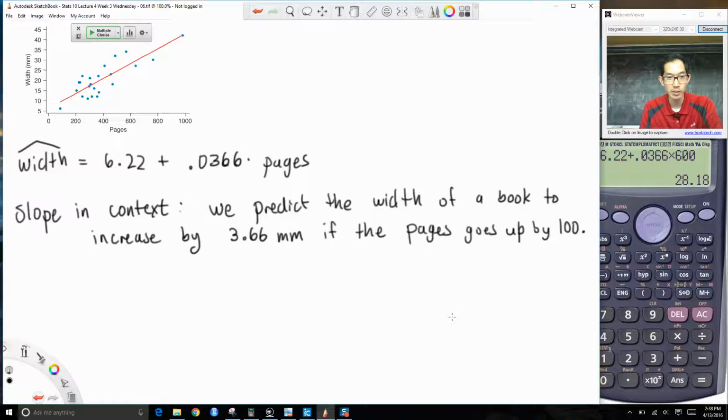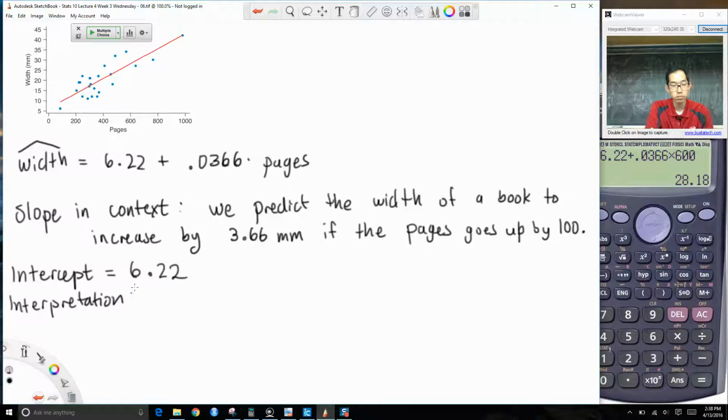What else? So we predict the width of the book to increase by 3.66 if the pages goes up by 100. Okay, so that's the slope. All right, the intercept is 6.22. Okay, and the interpretation of the intercept is our prediction for y if we plugged in 0 for x.